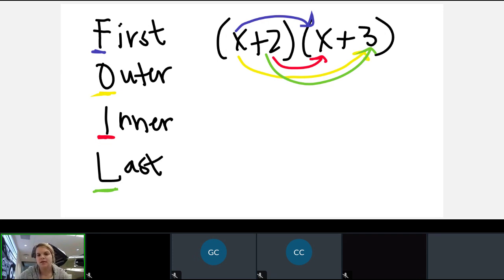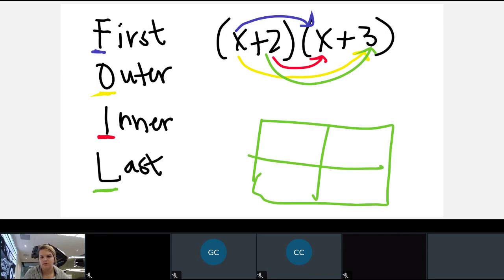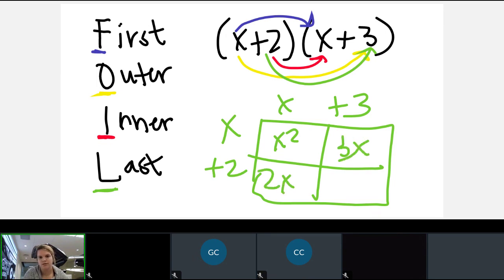So they're the same. In essence, you're still doing the same thing. If I did FOIL here, x times x is still x squared. If I did the box method, it's still the same. So I still get x plus 2 and x plus 3. It's still x times x, x squared, 3x, 2x, and 6. It's just if you want to draw the box or not, that's all.